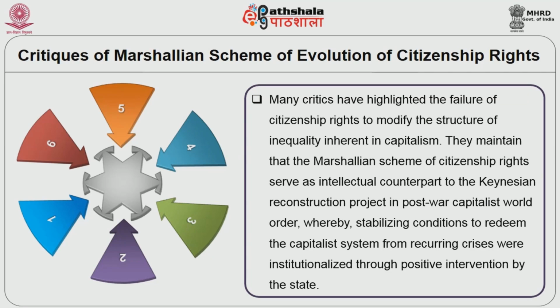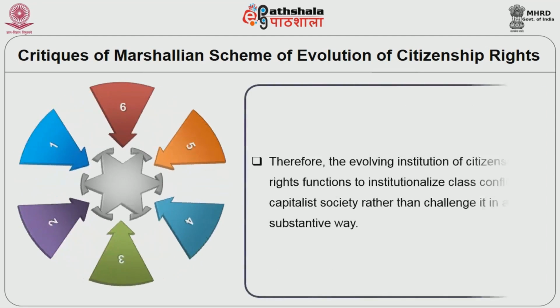They maintain that the Marshallian scheme of citizenship rights serves as the intellectual counterpart to the Keynesian reconstruction project in the post-war capitalist world order, whereby stabilizing conditions to redeem the capitalist system from recurring crises were institutionalized through positive intervention by the state. Therefore, the evolving institutions of citizenship rights function to institutionalize class conflict in capitalist society rather than challenge it in any substantive way.